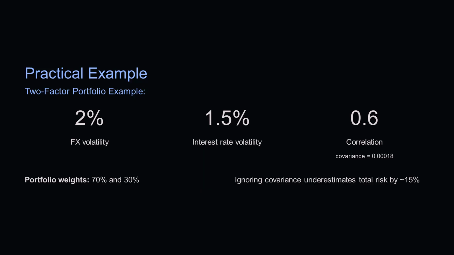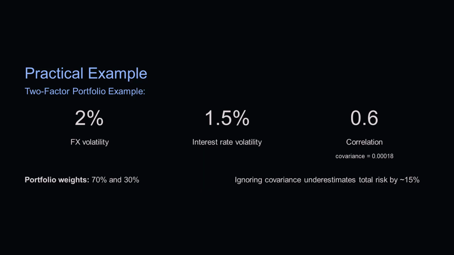Section 11. Real-world application example. Let's ground this with a simple risk example. Imagine you manage two exposures, a foreign exchange position and an interest rate position. The standard deviation of the FX position is 2%, and that of the interest rate position is 1.5%. Their correlation is 0.6. That means their covariance is 0.00018.